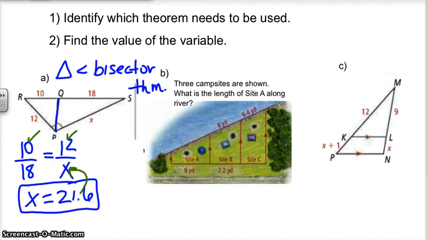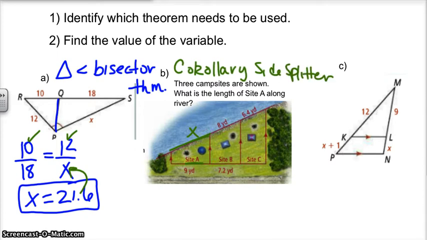Letter B talks about three campsites are shown. What is the length of site A along the river? So here's site A. So I want to know what is this length along the river. I think this is the corollary to the side splitter theorem, because I see multiple sets of parallel lines and I see two transversals that they're cutting through.